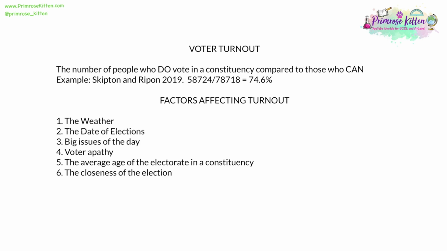Many factors affect turnout, such as the weather. Turnout tends to be lower if the day is terrible. The date of the election. Turnout is generally slightly lower in winter. Whether there are big issues on the day, such as Brexit. Voter apathy and levels of disengagement with politics. The average age of the electorate in a constituency. Older people tend to be more likely to vote. And how close the election is. In a close election, where it could go either way, turnout tends to be higher.